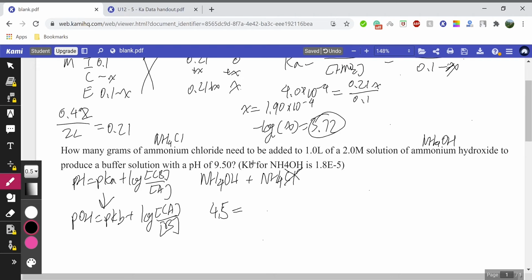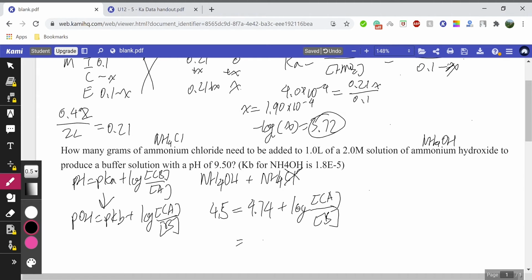Alright, here, since we're already given the Kb, we can just take the negative log of that to find the pKb. So negative log of 1.8 e to the negative fifth power is going to be 4.74. Now plus the log of the conjugate acid on top and the base on bottom. Our conjugate acid is going to be NH4Cl, the one with the Cl, and our original base is going to be the NH4OH. So that is going to equal 4.74. Actually, I'll just subtract both sides by 4.74.